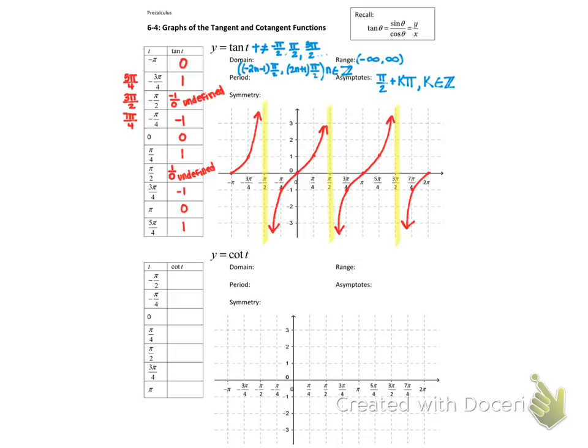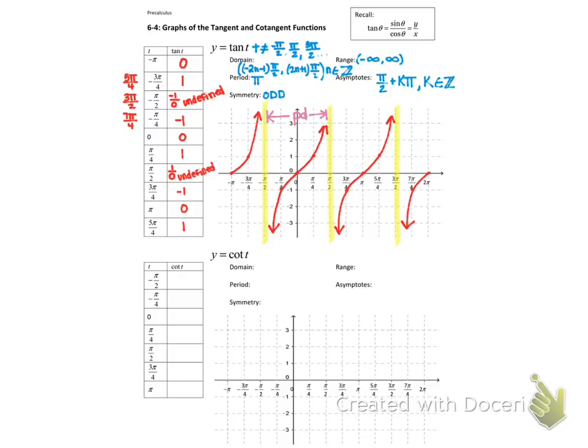The period here is different. We're used to the period being 2 pi, but like I said, between each of my asymptotes, I have a period. That's when tangent repeats itself, every pi. So the value of my period is pi for the tangent function. And symmetry is odd because it can rotate about the origin. So that's our tangent function.